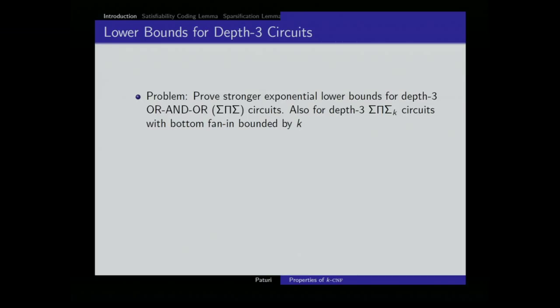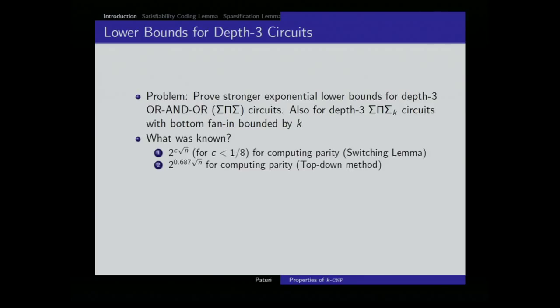So we have these depth 3 circuits. At the top level you have an OR gate followed by a bunch of AND gates at the second level, and at the bottom level you have OR gates. We also specialize these circuits by restricting the fan-in at the bottom to be K, and then we call them sigma pi sigma sub K circuits. This is the circuit model, and our motivation is to prove strong lower bounds.